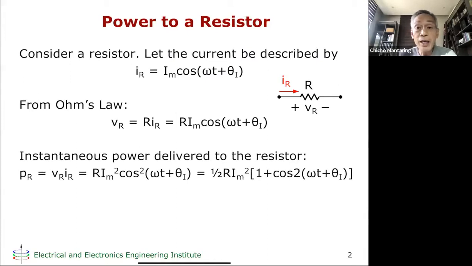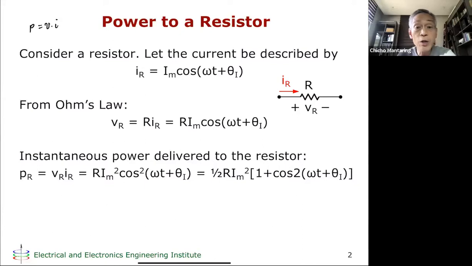Okay, what will be the instantaneous power delivered to the resistor? What is our formula for power? Our formula for power, P is equal to VI, if you recall. So P is equal to V times I. So I multiply the voltage by the current. And that's what I do here. When I multiply the current and VR, I'm going to get R Im squared cosine squared omega t plus theta I.